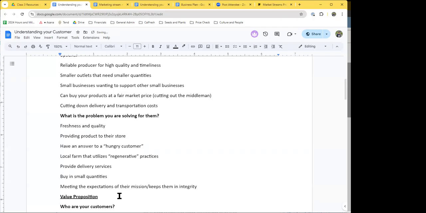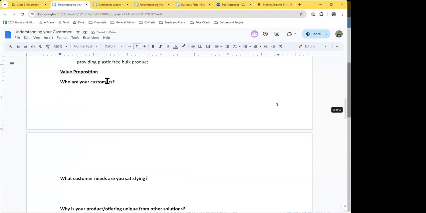Thinking of a lot of these zero waste grocery stores that are popping up right now, you can help them by providing bulk product, not in plastic. All right, let's move on.